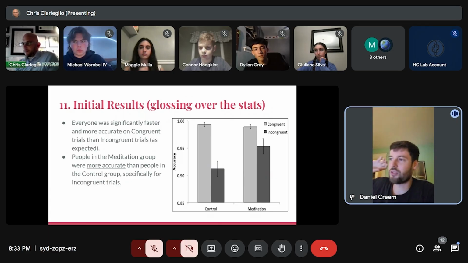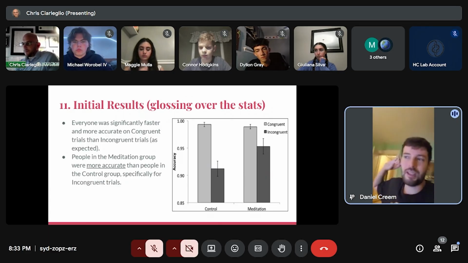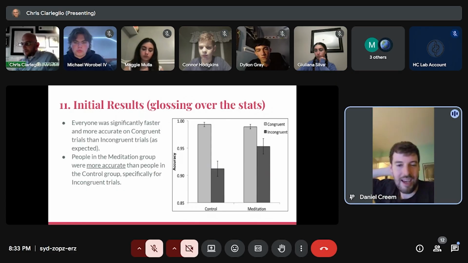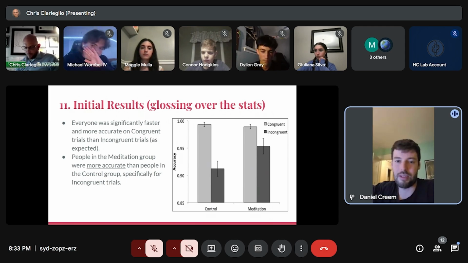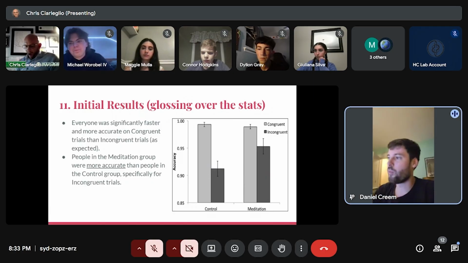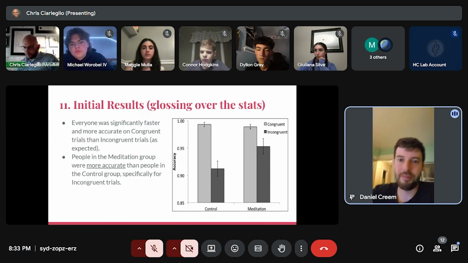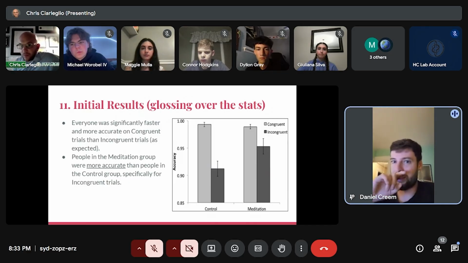Okay, so the initial results on the flanker test. Typically on the flanker test, you look at reaction times over accuracy. Incongruent trials are always less accurate and slower than congruent trials. Everybody's faster on the congruent trials and more accurate, right? But we're looking at a difference between the groups. So this graph, I would call on somebody, but I can't see everybody. Let's call on Juliana. Can you describe this graph for us?